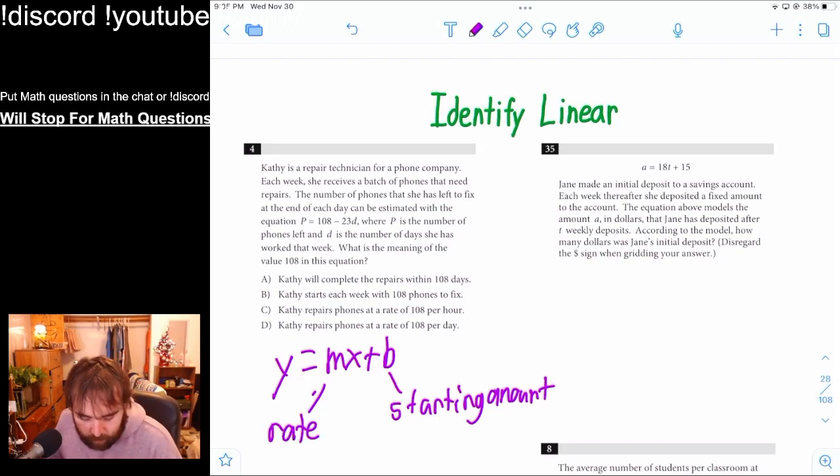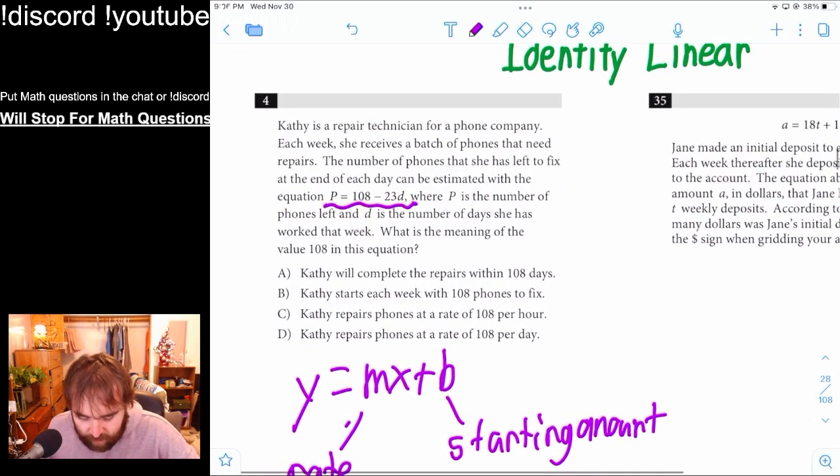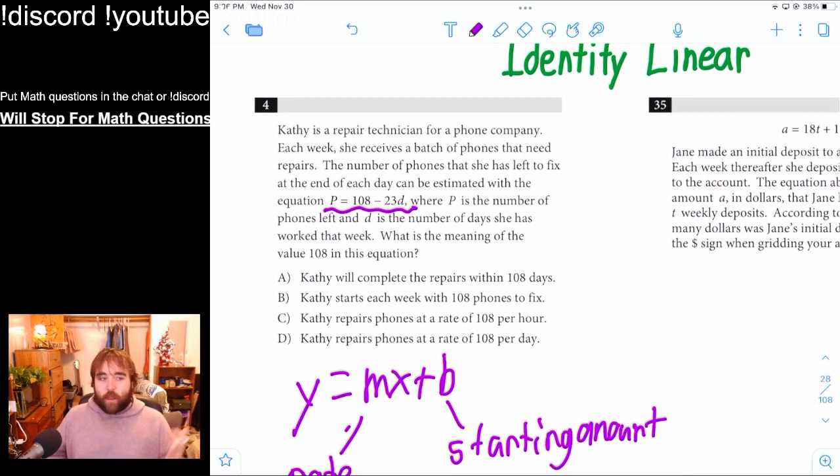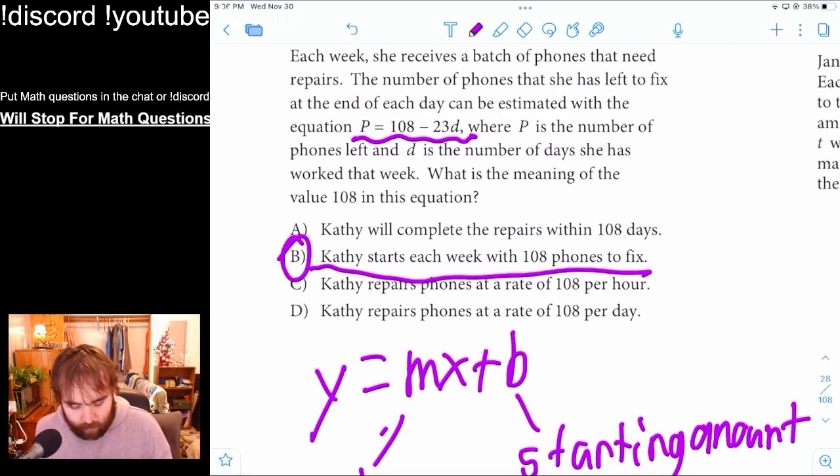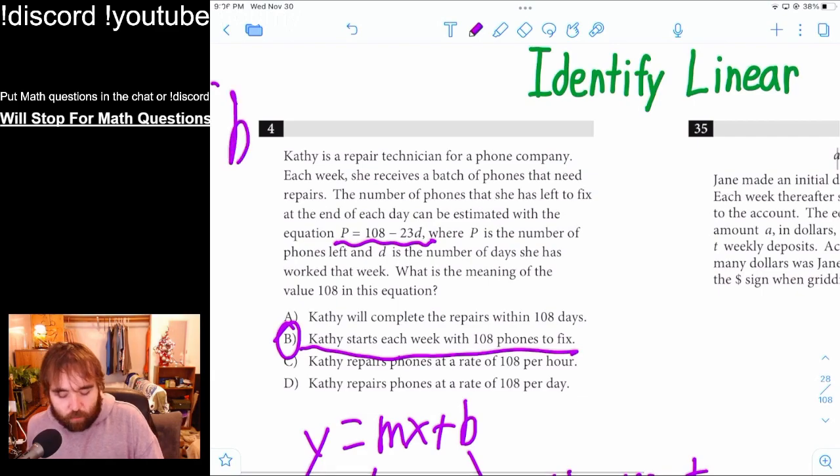So then we look at this equation, or this question. You see the equation right there. And they're saying, what is the meaning of the 108? Well, we just look and we say, that's the one that's not being multiplied by the variable. So that's the y-intercept. That's the starting amount. And then we just look at the answers and ask which one talks about how much she starts with. Right there. The y-intercept is the starting amount. The slope is the rate.